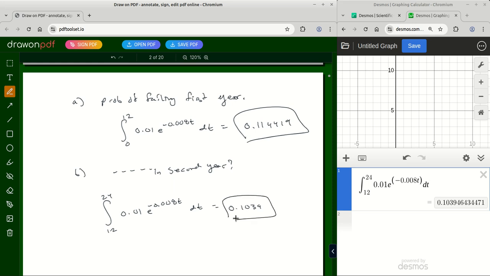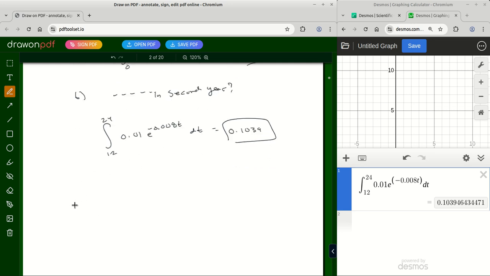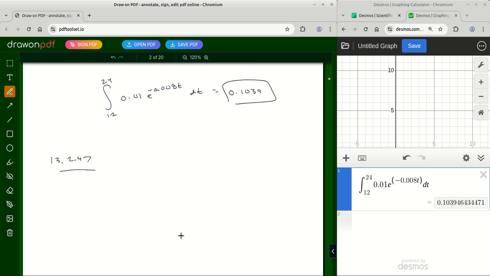Good. Okay, so those are probabilities of something failing. Around 11% the first year, 10% the next year, so on and so forth, until you add them all up and it would eventually be about 100%. Not exactly 100%, it would be like 99.999, but there you go. But we're not going to investigate that much more.